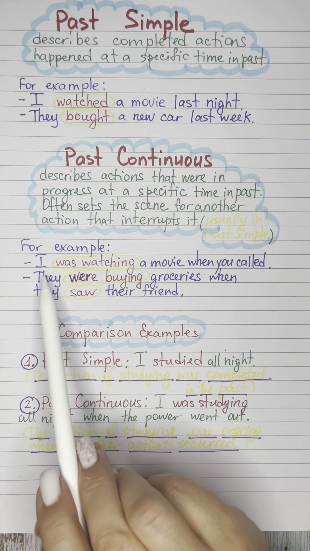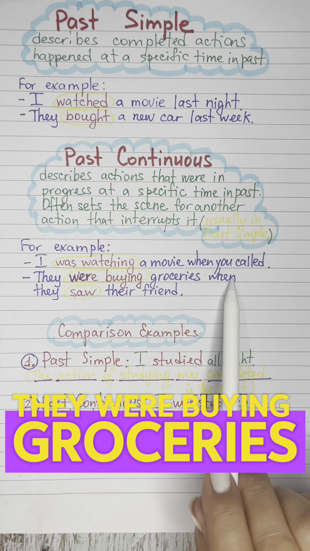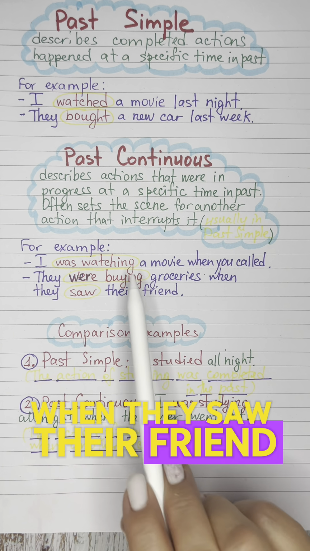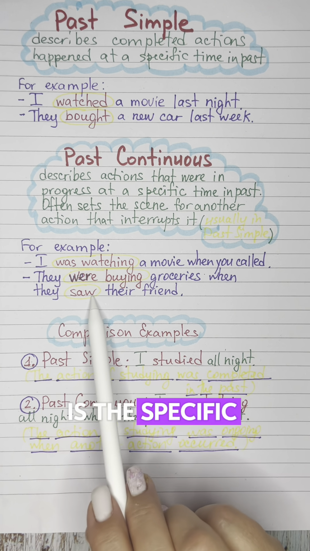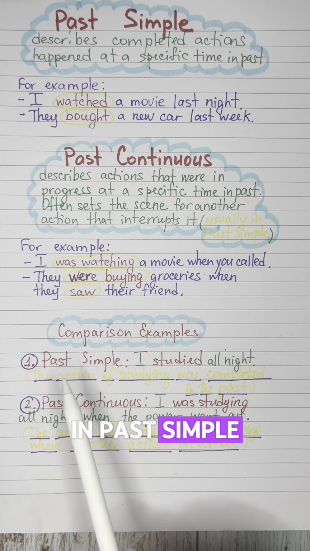They were buying groceries when they saw their friend. Were buying is past continuous and saw is the specific moment in past simple.